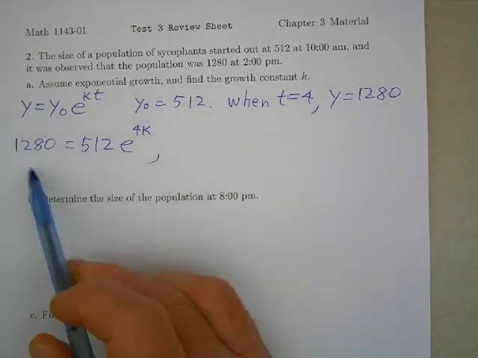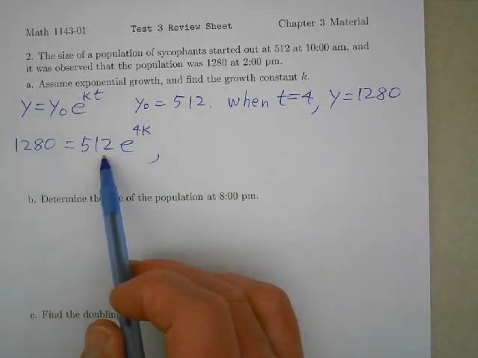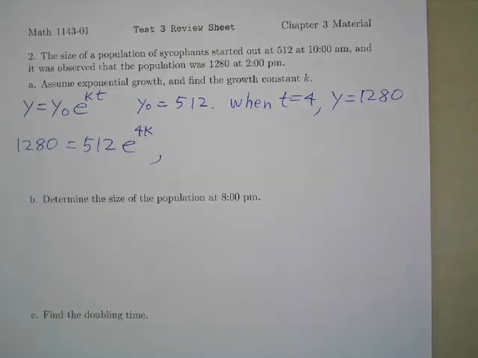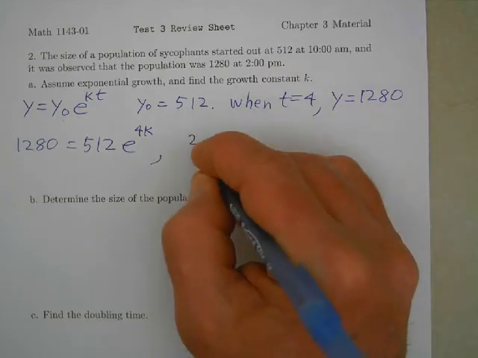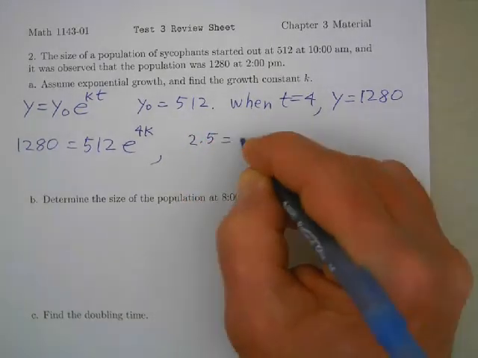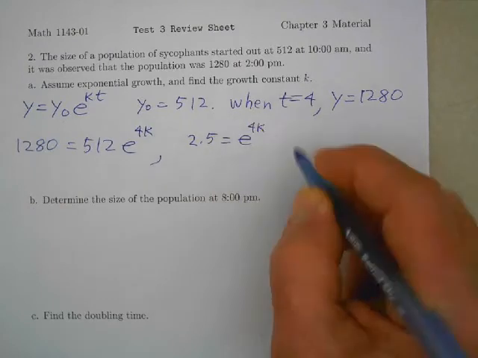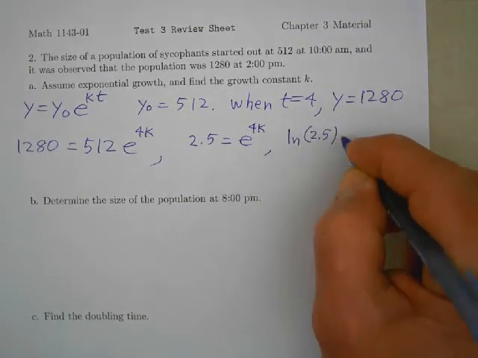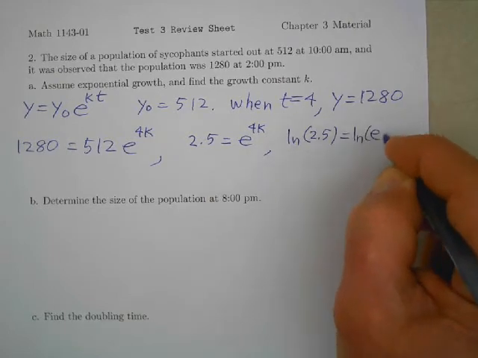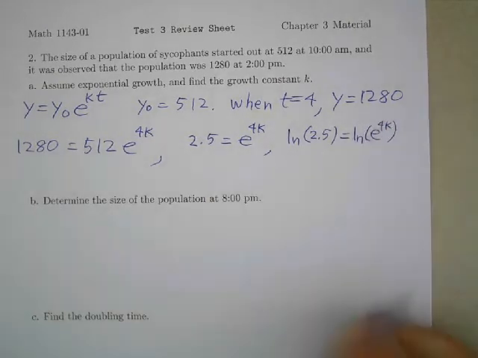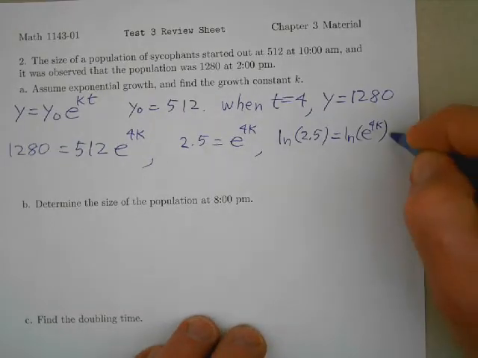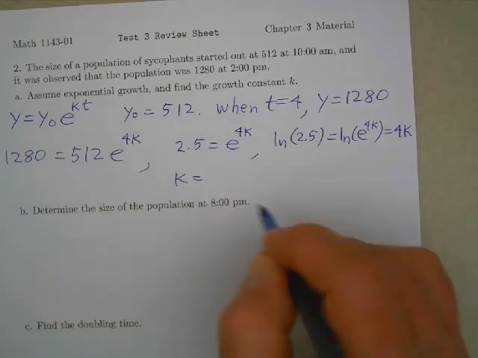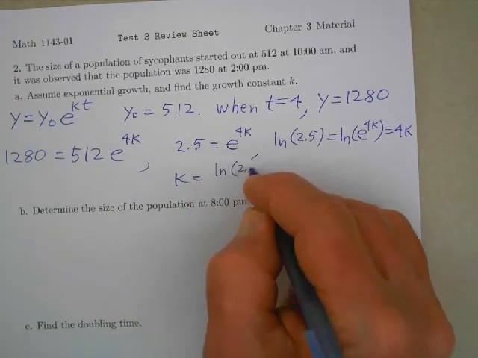So first divide both sides by 512. And notice that 1280 divided by 512 is 5 halves, or 2.5, so 2.5 equals e to the 4k. Then take the natural log of both sides. The natural log of 2.5 equals the natural log of e to the 4k, but the natural log of e to the 4k is just 4k. So the k value is the natural log of 2.5 divided by 4.